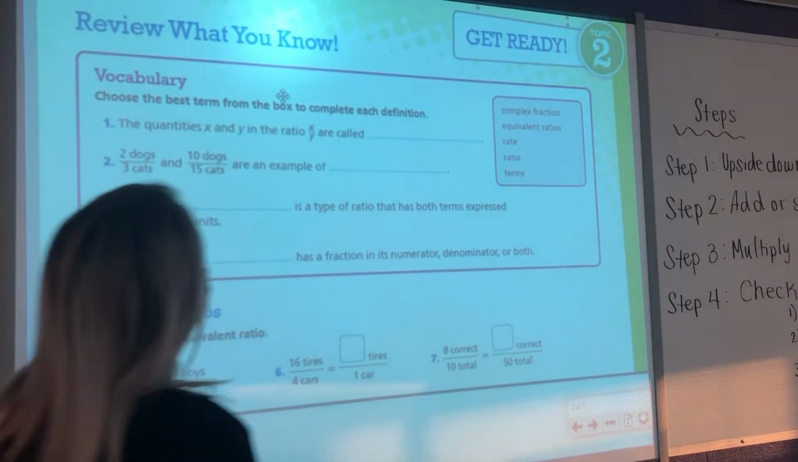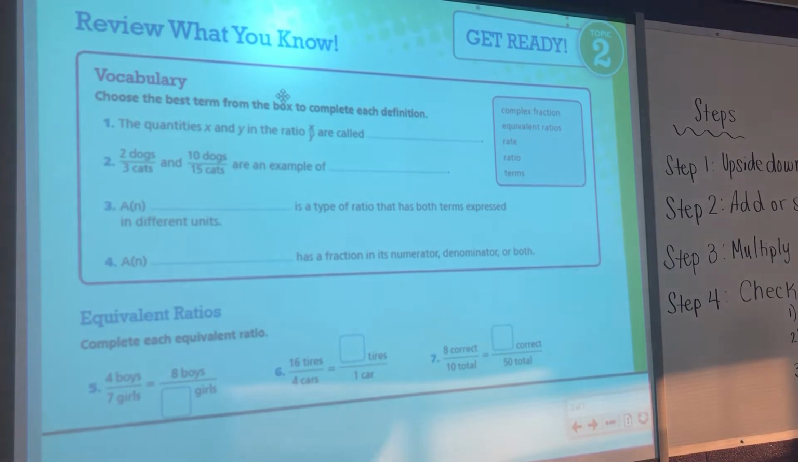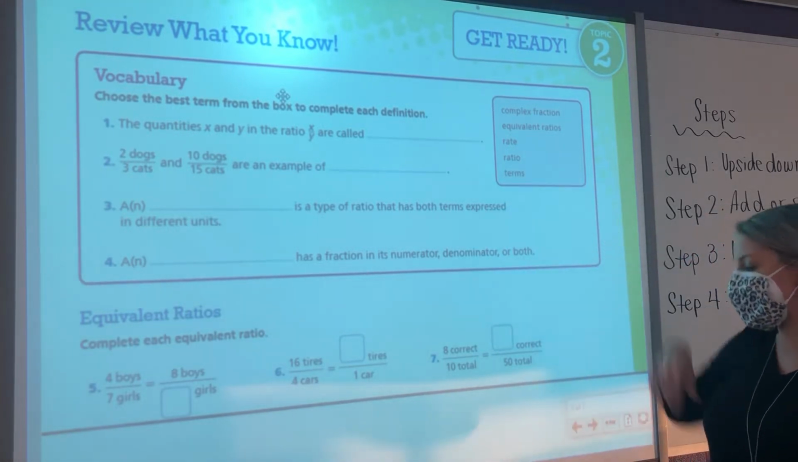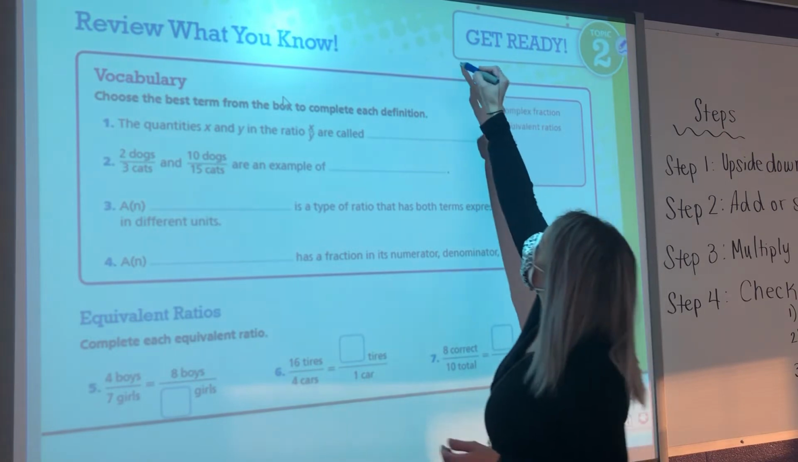Okay, so like I said, we are going to start our study of ratios and proportional reasoning. Again, you did explore ratios in 6th grade. This is on page 83 in volume 1.